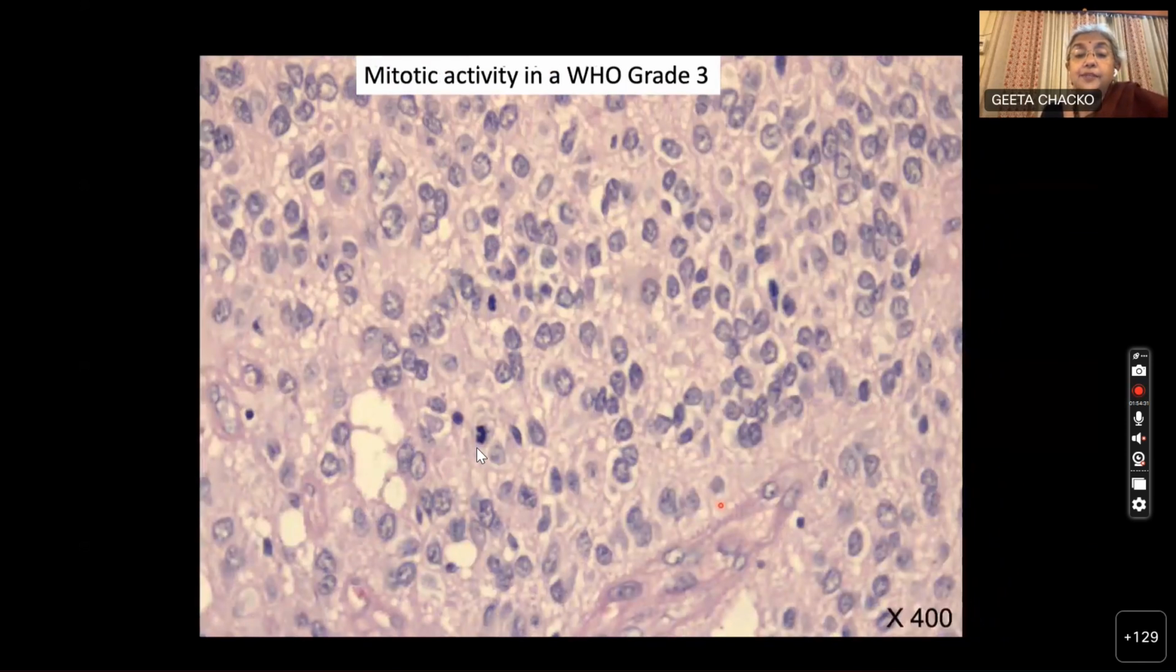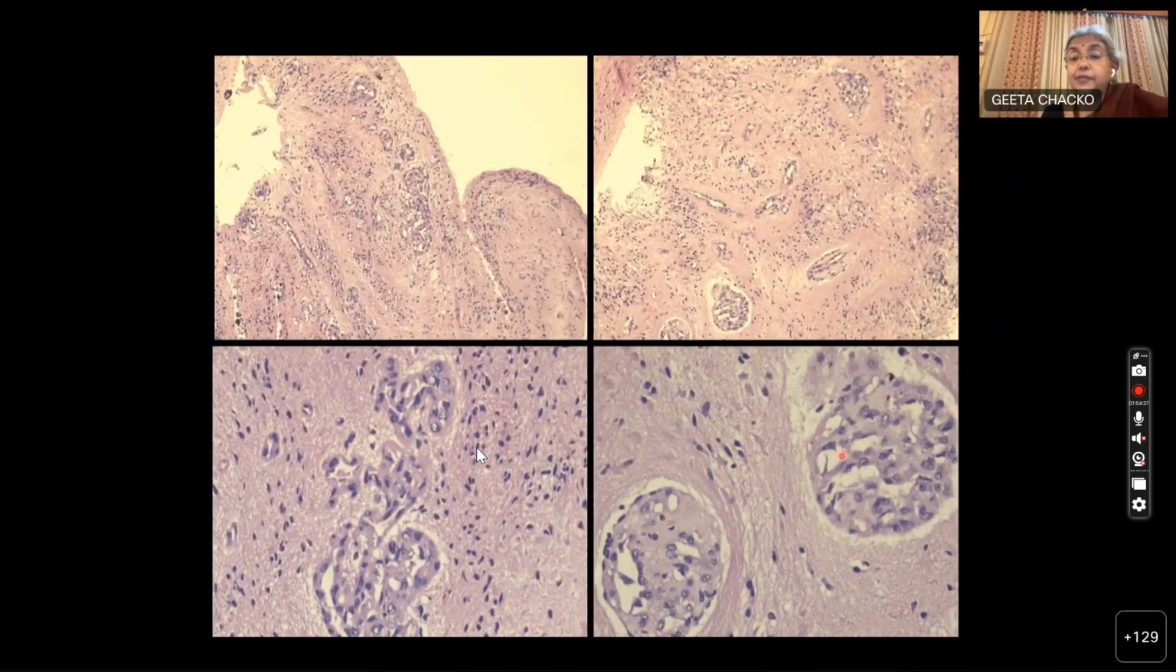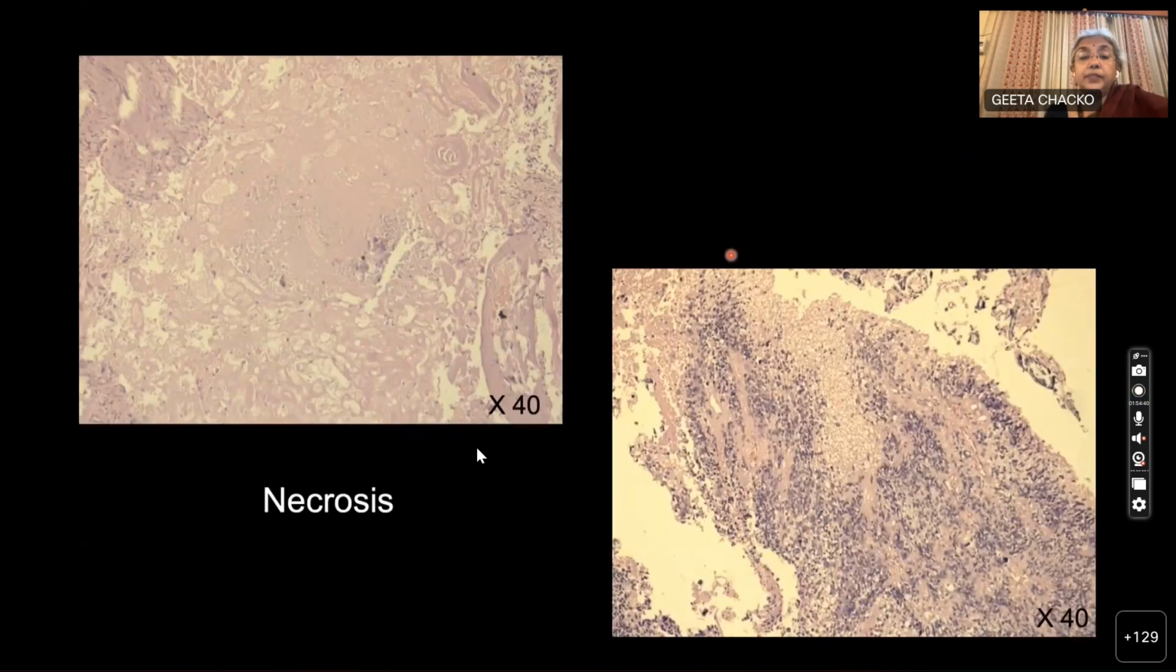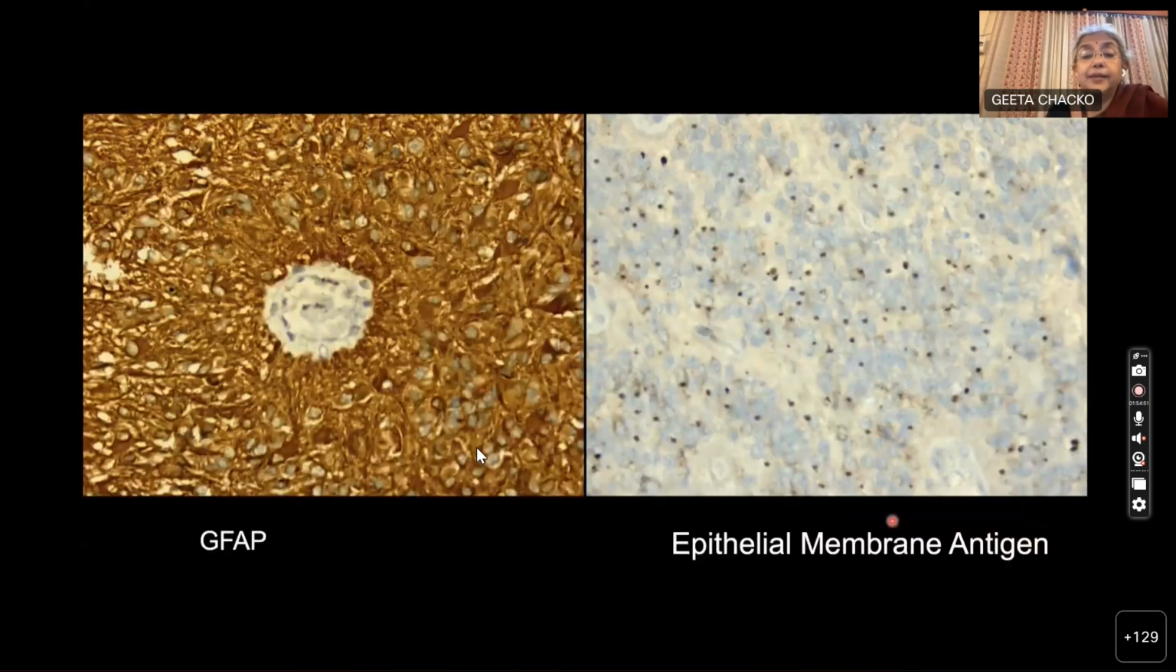You can see mitotic activity, like you see here, and microvascular proliferation. Necrosis by itself does not affect grading because sometimes you see it as some kind of infarction, but palisading necrosis has some relevance to grading. And like you said, they're GFAP positive and they show this dot-like positivity for epithelial membrane antigen. I'll just say something here. Epithelial membrane antigen, we use it for epithelial tumors, we use it for meningiomas where you get cytoplasmic positivity. But in ependymomas, you see this dot-like positivity.